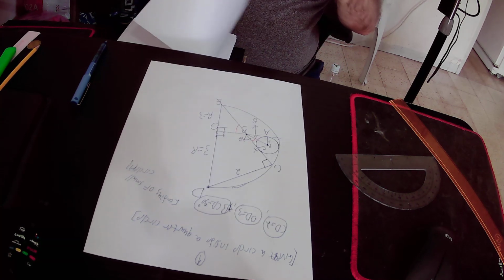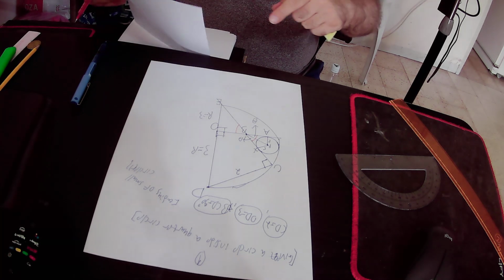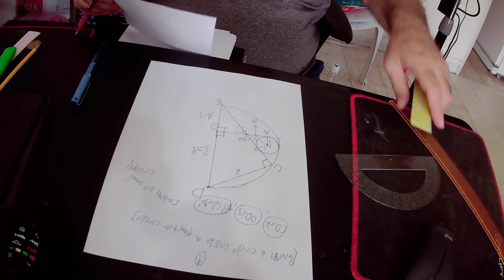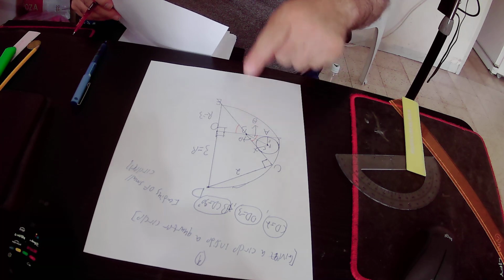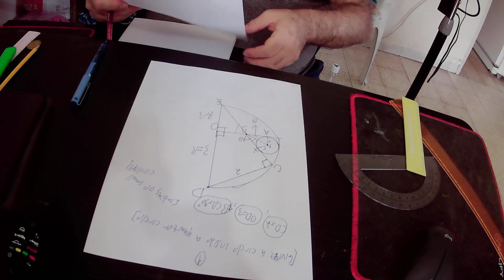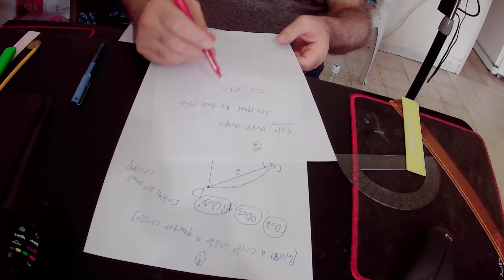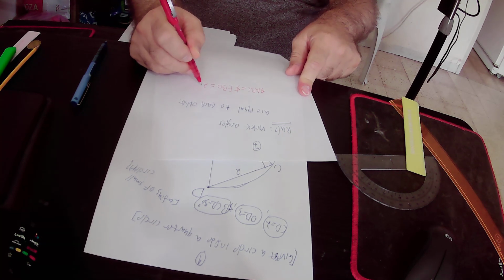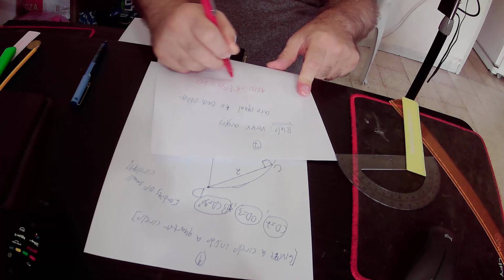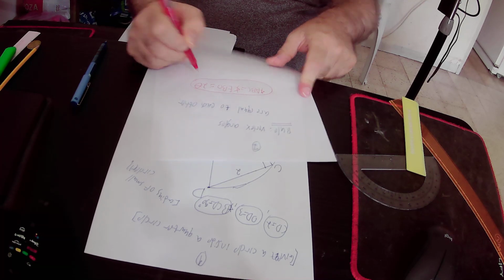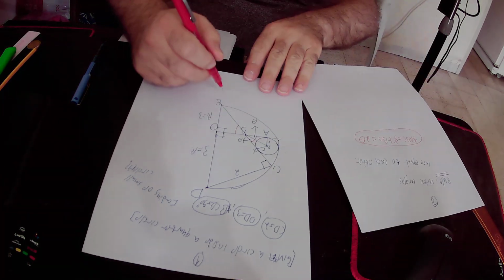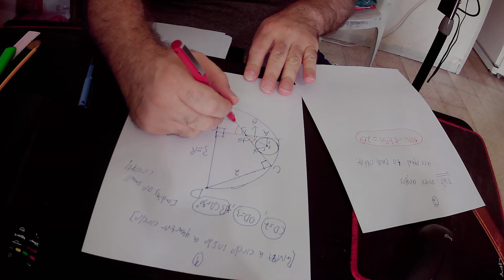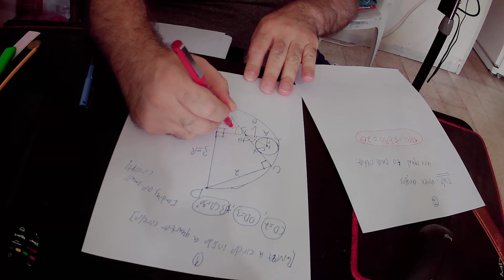And what is the size of angle ABC? Angle ABC equals theta plus theta, that is to say it equals 2 theta. So if angle ABC equals 2 theta, then angle EBO must also be equal to 2 theta.